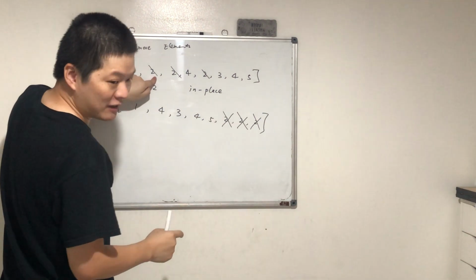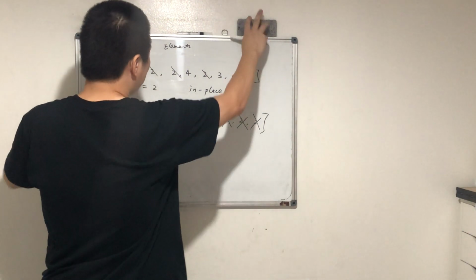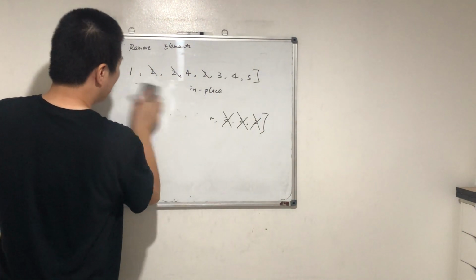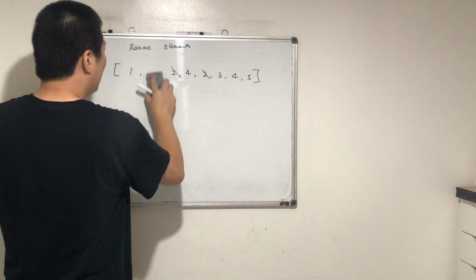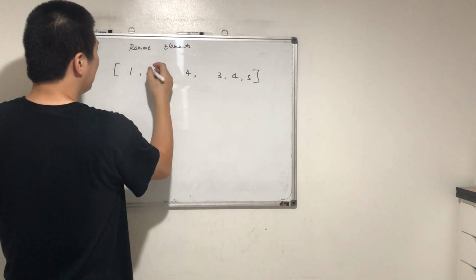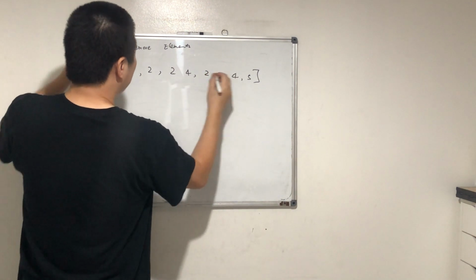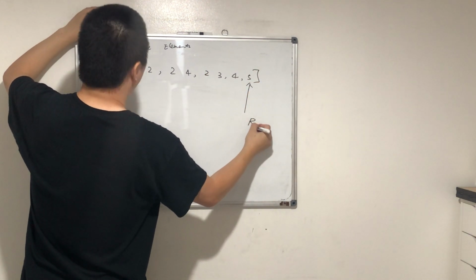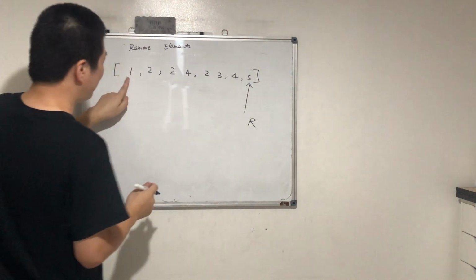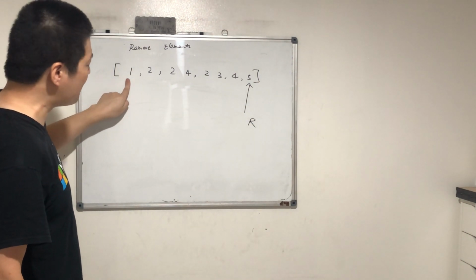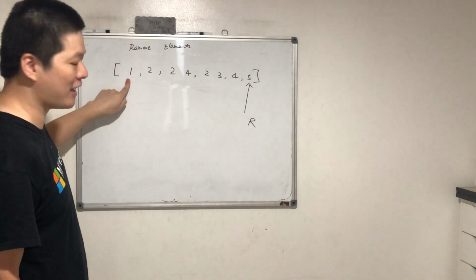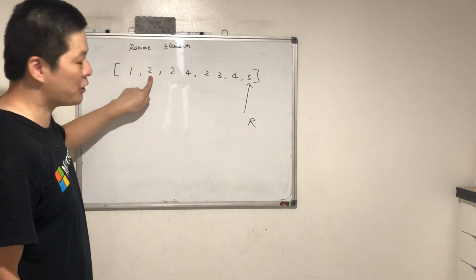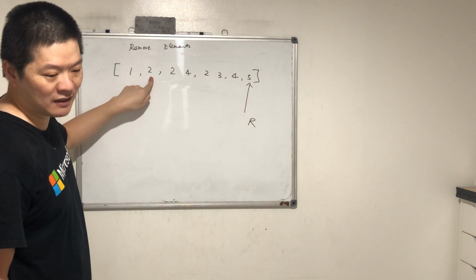Okay, let's do this. The array is 1, 2, 2, 4, 2, 3, 4, 5. I have the right-hand pointer here at the end, and the left-hand pointer here at 1. 1 is not the target we are looking for. Then we reach a 2. What happens in this case?